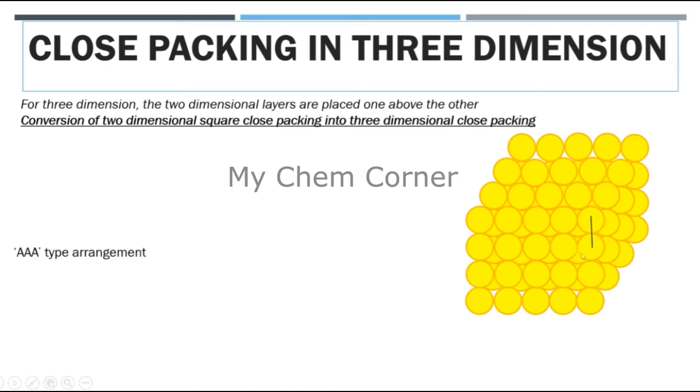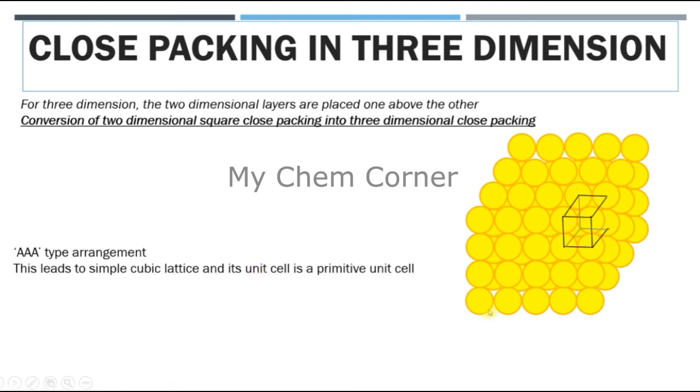So here, the type of arrangement again in this case is AAA type, and this type of arrangement will give a simple cube. This is the type of arrangement that you see in a simple cube. Now if you connect the centers of each of these spheres, it is going to form a simple cube. That's why we say this type of arrangement is seen in a simple cubic lattice, and one unit cell of this entire diagram is a primitive unit cell.